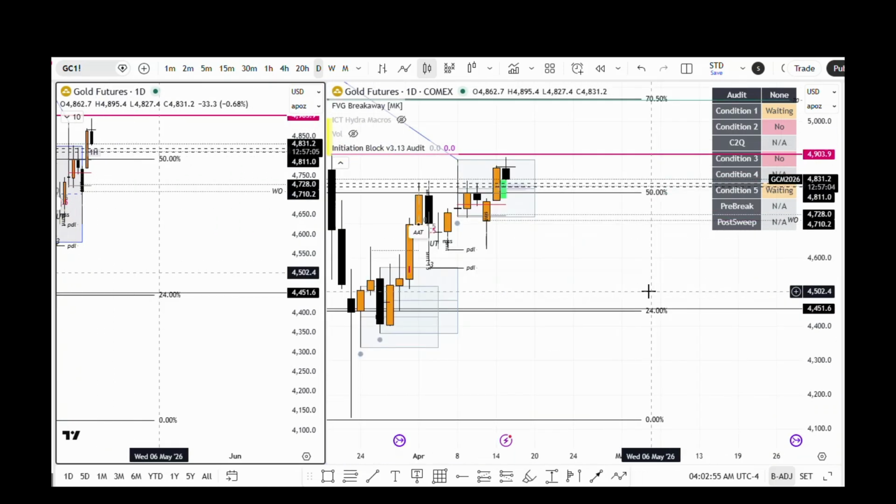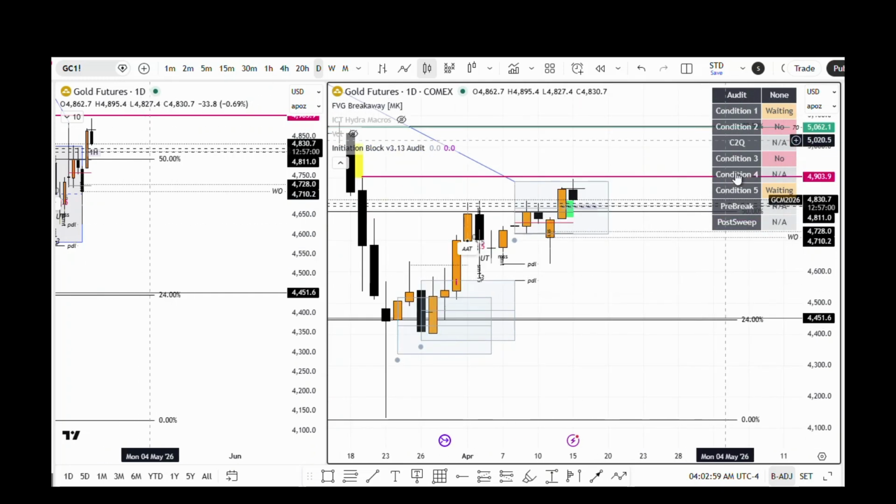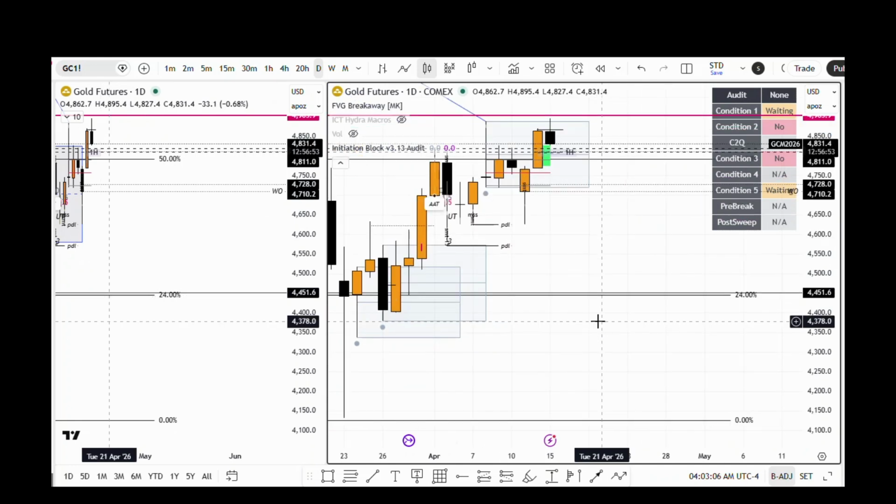So on the right hand side is the daily. Ignore the dashboard. I'm testing this. It may look very different from video to video. That's because I'm constantly changing it. Even today, I've just worked on it right now.